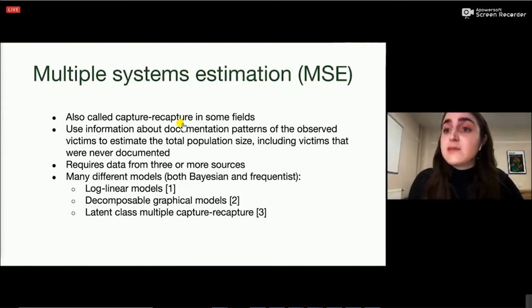Multiple systems estimation is technically possible, but you have to be willing to make very strong assumptions about the lists. These often don't seem plausible when working with human rights violation data. So when I apply these methods in my work, I only do so when I have 3 or more distinct lists available. As with imputation, many different multiple systems estimation models exist. They're both Bayesian and frequentist. Some examples include log linear models, decomposable graphical models, and latent class multiple capture-recapture, which is the model I often use in my work.